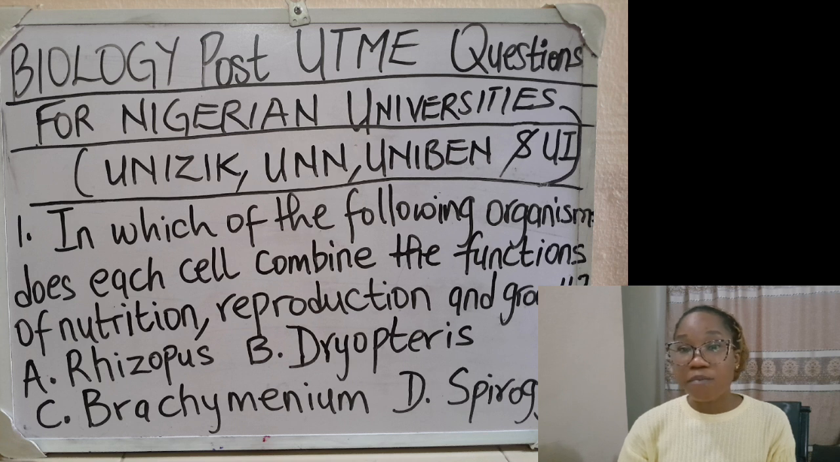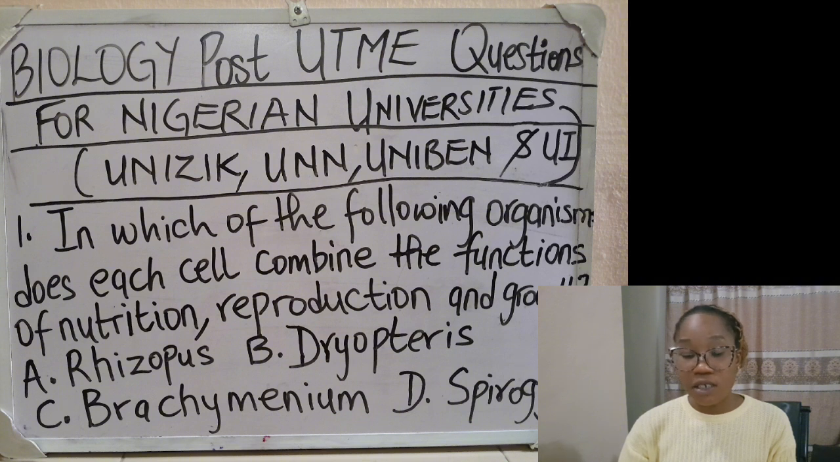Now, option C, Brachythecium. This is a bryophyte. Bryophyte like moss plant, liverworts. These plants are known to have structures that look like roots, stems, and leaves, but they are not true roots, stems, and leaves, and they are also multicellular, so we can't go for this.